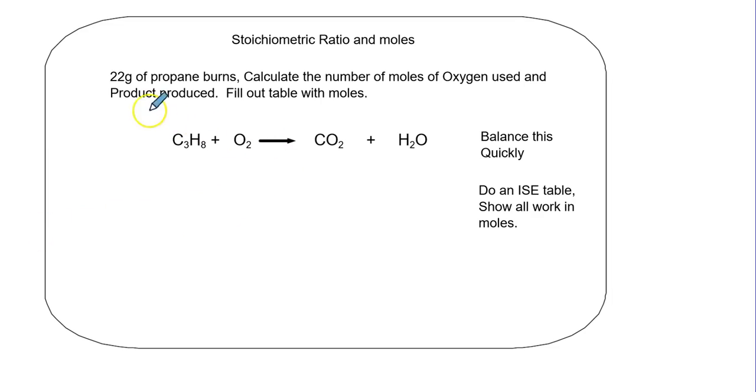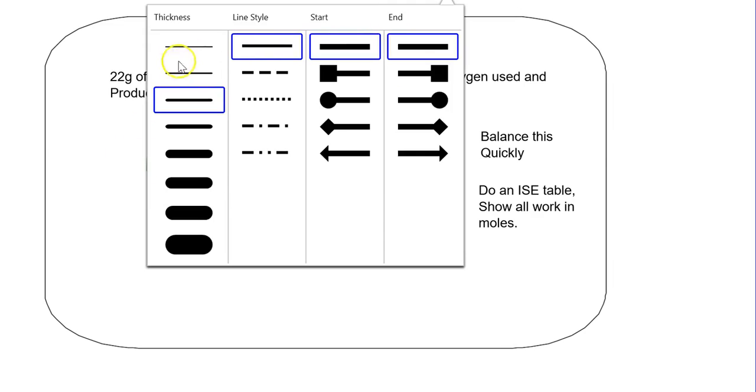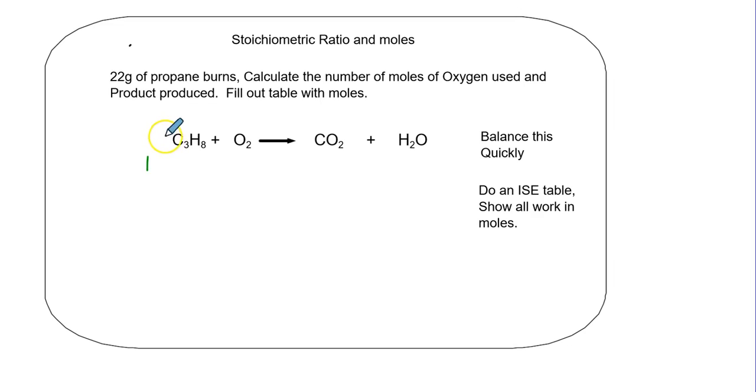All right, another example. 22 grams of propane burns. Calculate the number of moles of oxygen used and product produced. Fill the tables. Now, one small thing here. This is a sort of harbinger of things to come. Really important here. Okay, this number here. Let's balance this quickly, so try it on your own. So 3, 3, 8, 4, 4, so 6, 10, so I need 5 here.